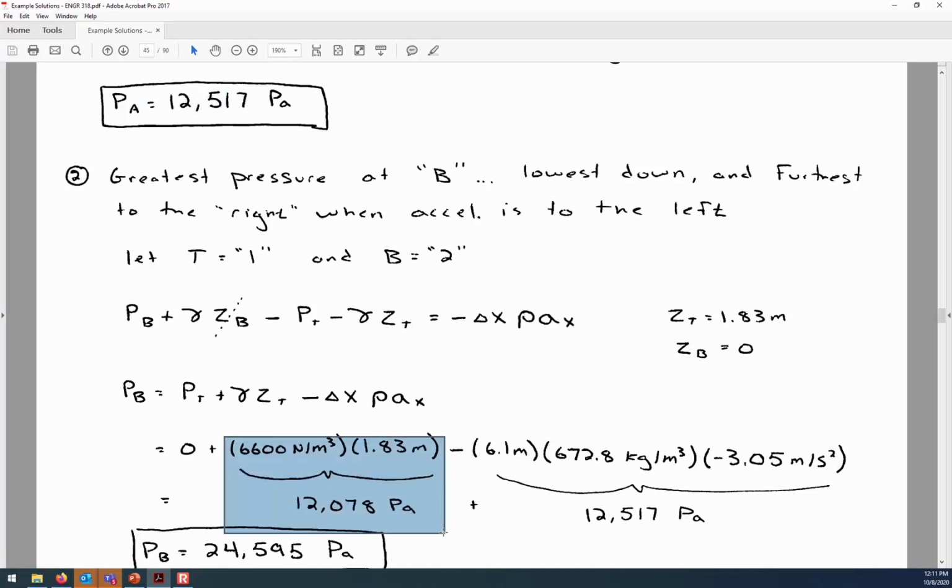This is the elevation component of the pressure change. This is the acceleration component of the pressure change. And overall, the pressure at location B is 24.6 kilopascals.